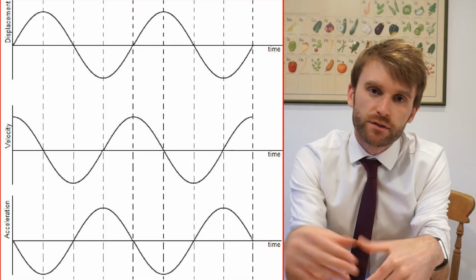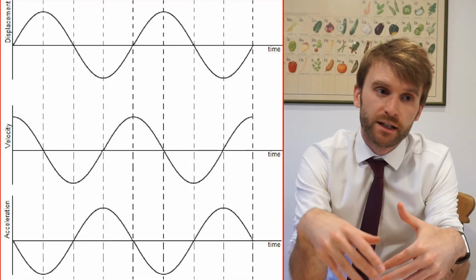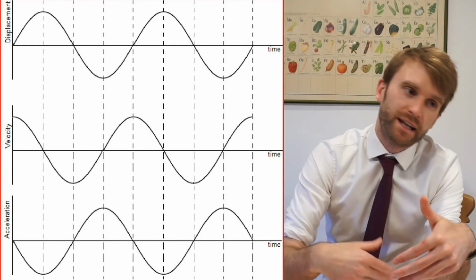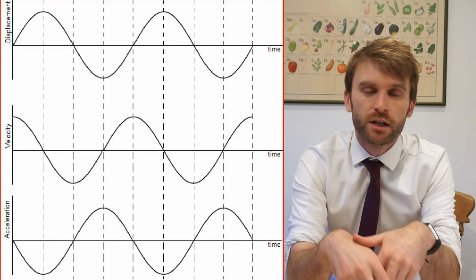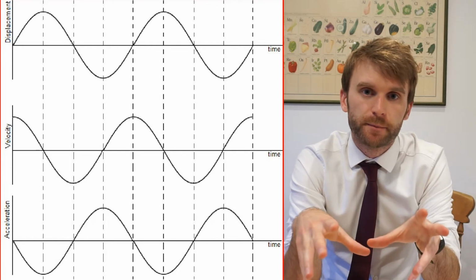If displacement is varying as a cosine function, velocity, the rate of change of that, must vary as a sine, and the acceleration must vary again as a negative cosine. You don't need to do the maths on velocity and acceleration, but you could be asked to sketch it.